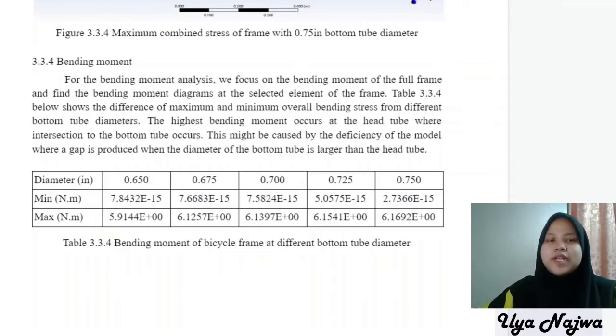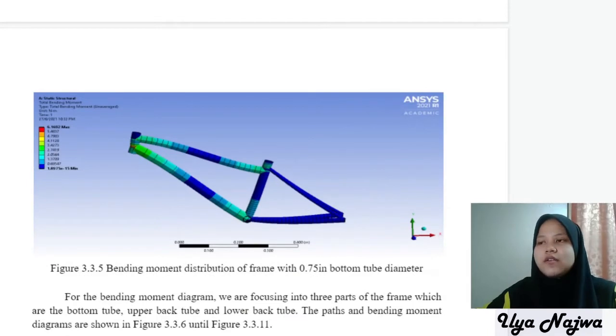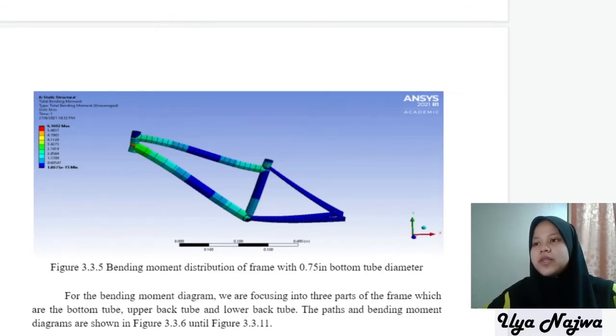For the bending moment analysis, we can see that the maximum bending moment occurs at the maximum diameter of the tube. Here is the illustration for the highest diameter tube. You can see the highest bending moment occurs at the intersection between the head tube and the bottom tube.